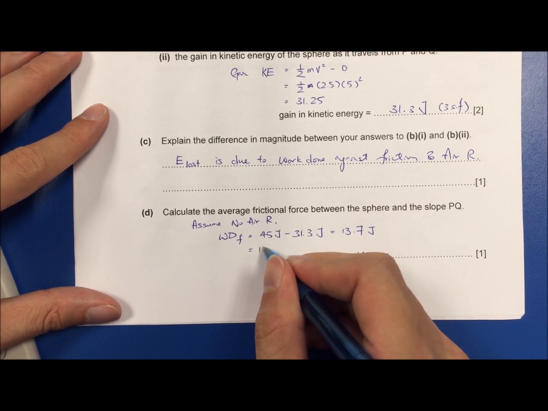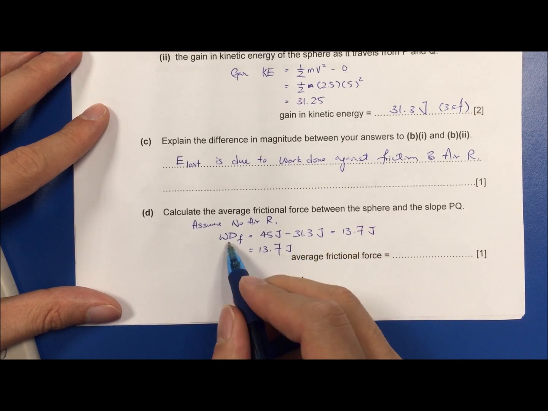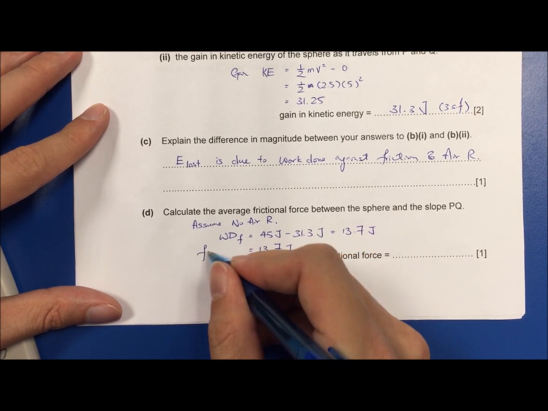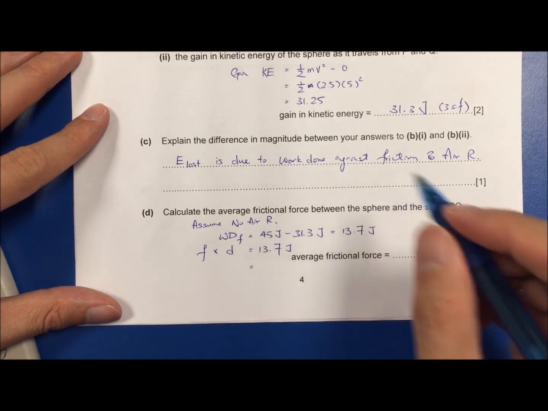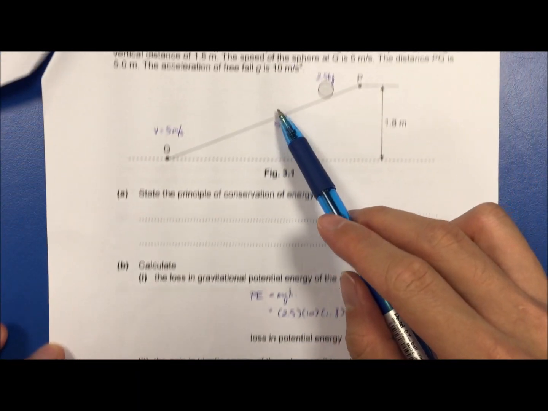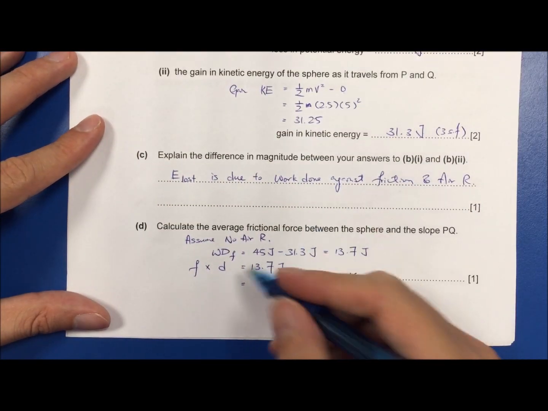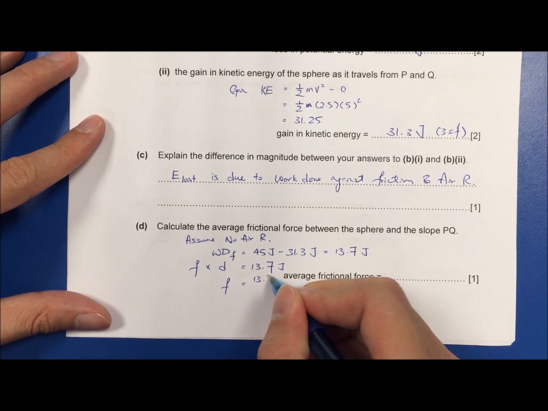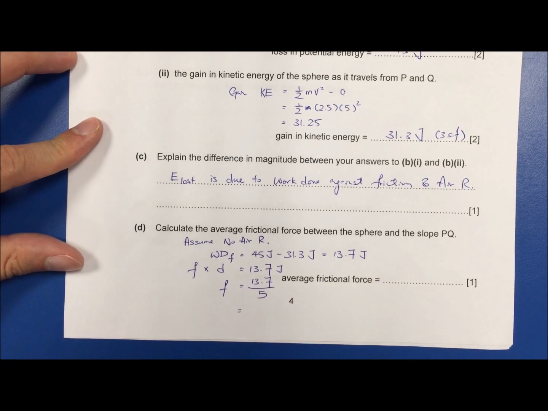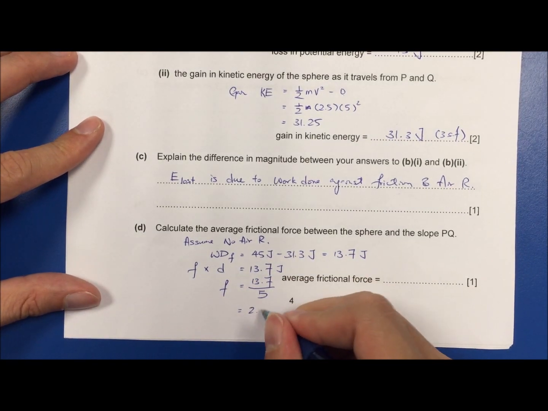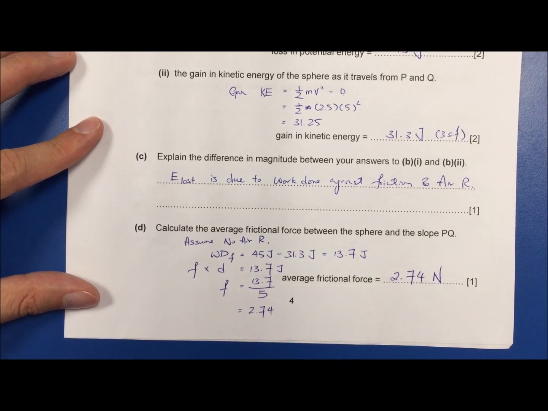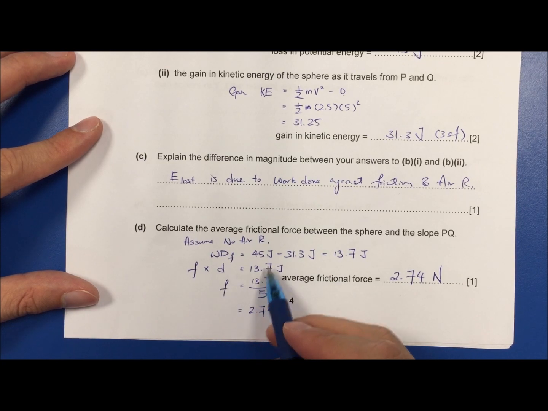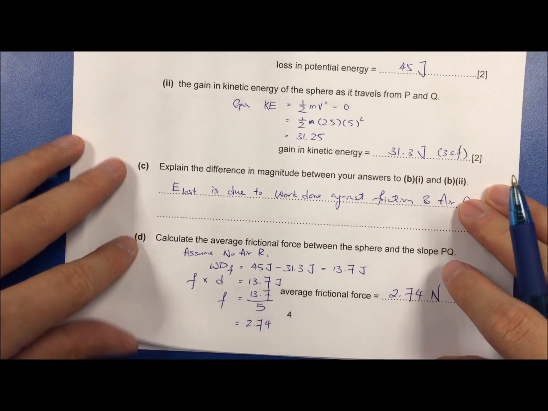And if I express my work done into its formula, it will be the friction multiplied by the distance that it travels. And I know that distance it travels is 5 meters, along this slope. So it will be your friction equals 13.7 over 5. So I would get 2.74. So it is 2.74 and it's frictional force, so it's Newton. Don't worry about the truncation error. Okay, it's alright.